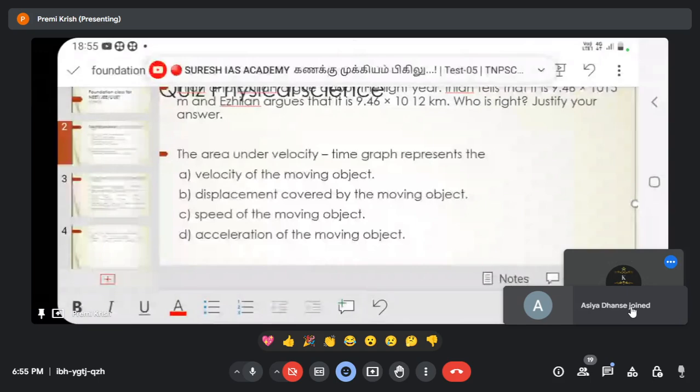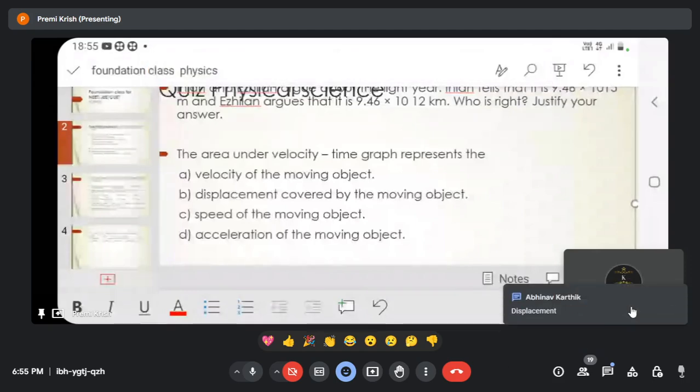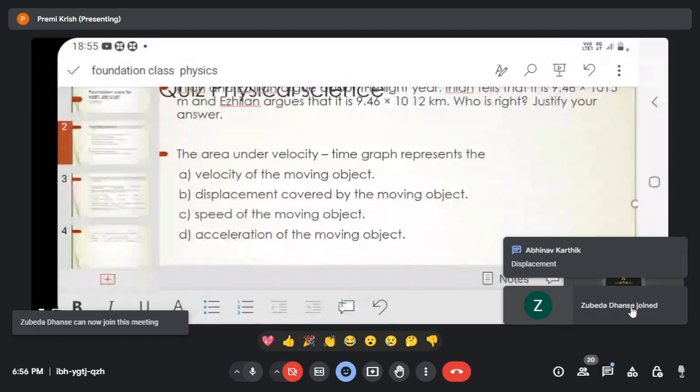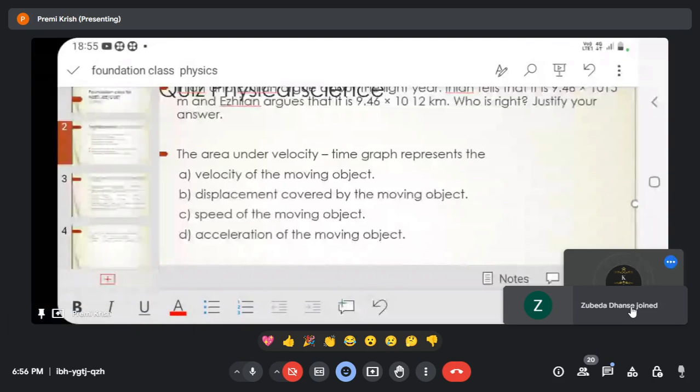Speed of the moving object. Speed of the moving object, is it correct? Because velocity into time will give you what? Displacement, sir. Displacement. So, yeah, you can explain, Premi. Sorry for interfering a little bit.